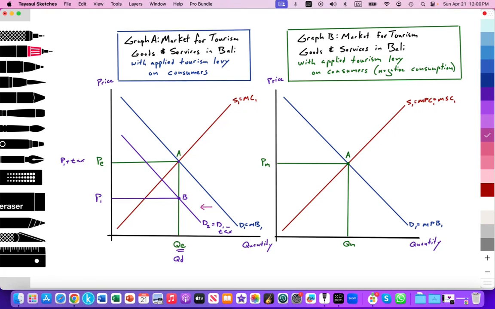So P1 is what a consumer is willing and able to pay before paying the tax for this quantity of QE. But producers are not willing to provide that quantity of QE at that price. Instead, we see a reduced quantity at this point. Let me just fix that a bit. So here we have point C.